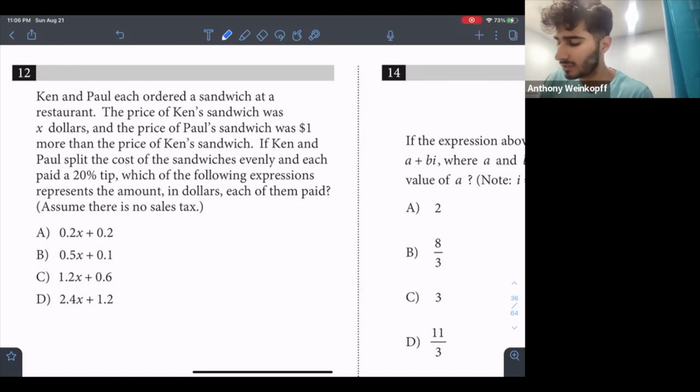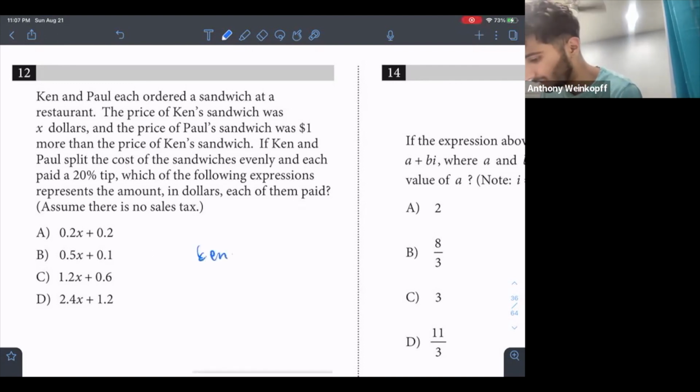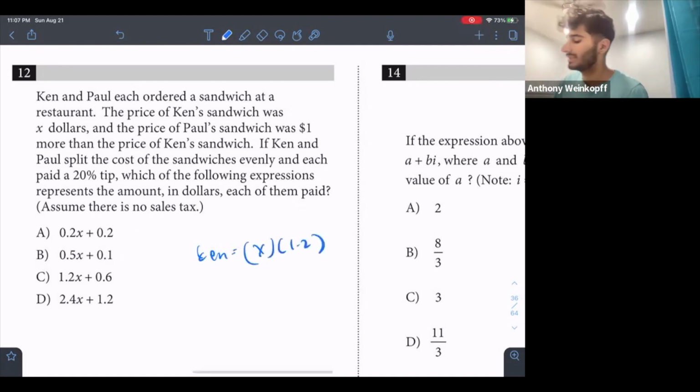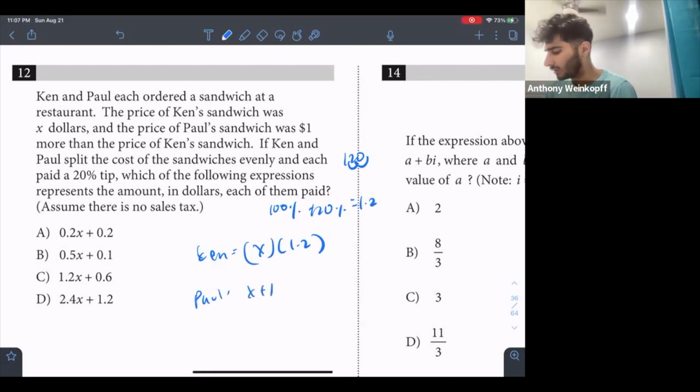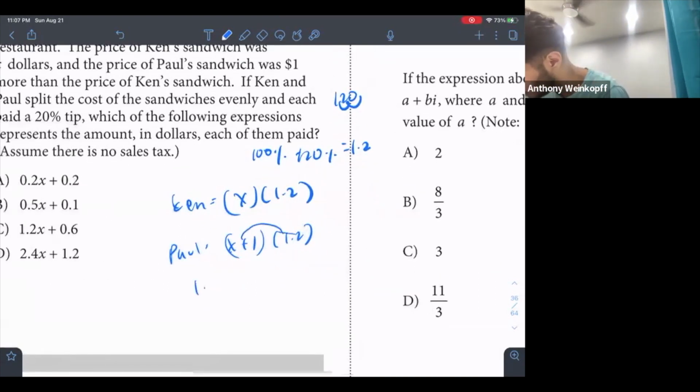So what we could do here is realize that since Ken paid x and then he had a 20% tip, it would be the 100% plus the 20% tip, which is 120%, or 1.2 in decimal. Then Paul would be x plus 1 because it was $1 more, and he also paid a 20% tip, so it'd be 1.2 as well. If you combine everything, it'd be 1.2x plus 1.2x plus 1.2. So you get 2.4x plus 1.2.